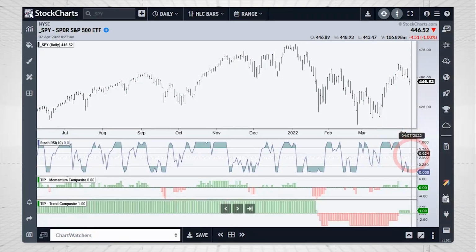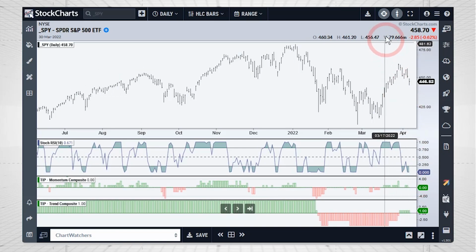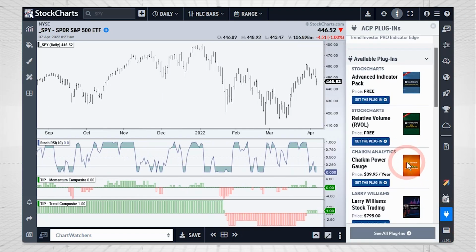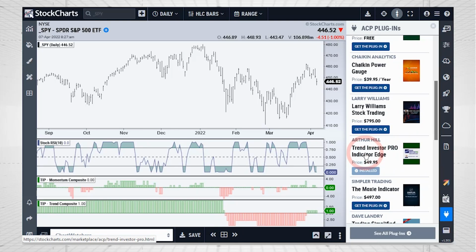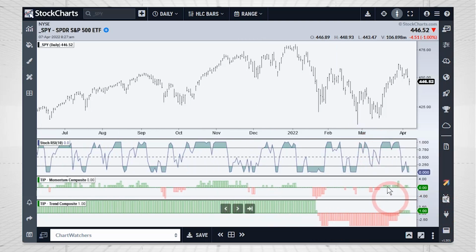Now, as I said, these trend composite and momentum composite indicators are available for StockCharts ACP. And if you go to the bottom right, there is the plugin icon. And if you scroll down, you will see the Trend Investor Pro Indicator Edge plugin. And you can click that link to learn more about these 2 indicators and how they work.